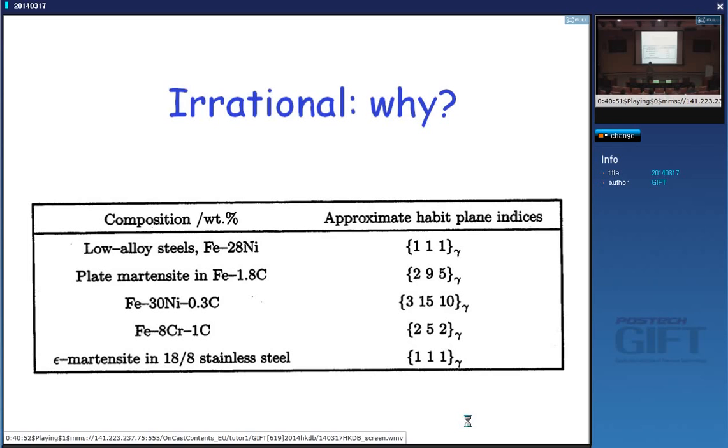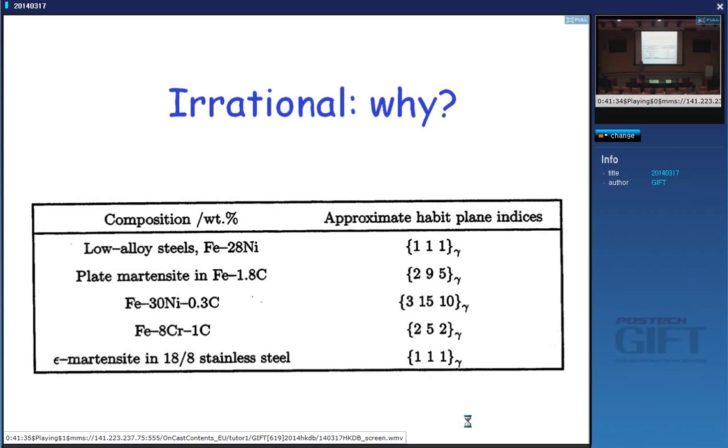Martensite is really strange. It forms on very, very odd planes. So notice the emphasis here that the indices here are approximate. So if I take the square root of 2, it's 1.4141 blah, blah, blah. Yeah? Goes on forever. I can't express it exactly. So we call that an irrational number. These are approximate because the habit plane of martensite is irrational. It's not {111}. It's close to {111} or close to {295} or {315 10}.